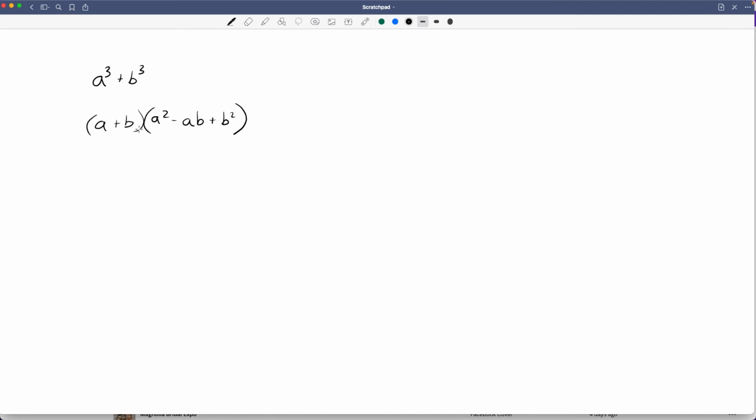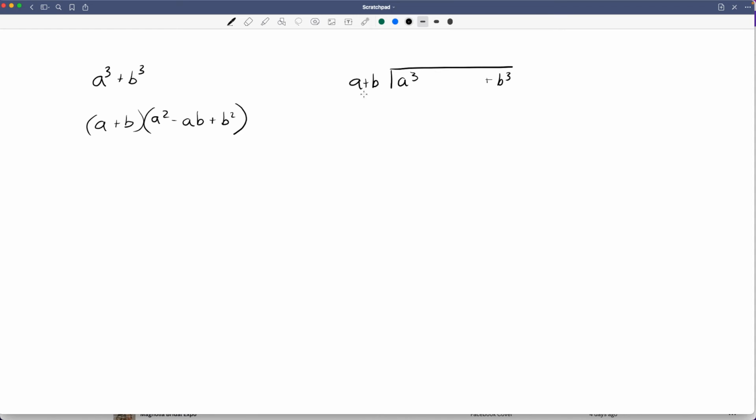Now we can get there by doing the math. We could say, okay, I'm going to take this and divide, and figure out what my pieces are, right? I'm going to take a plus b and divide it into a cubed plus b cubed. So you could say a cubed plus b cubed divided by a plus b.